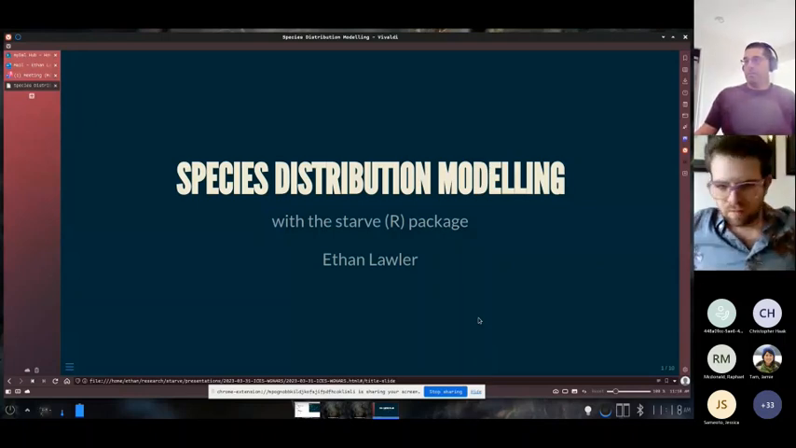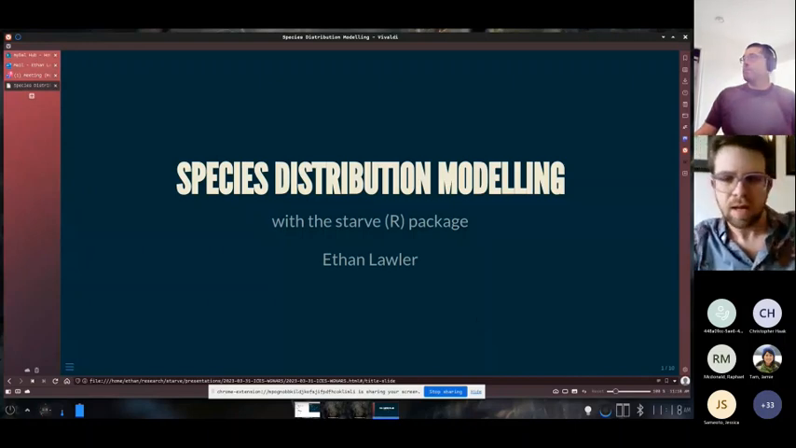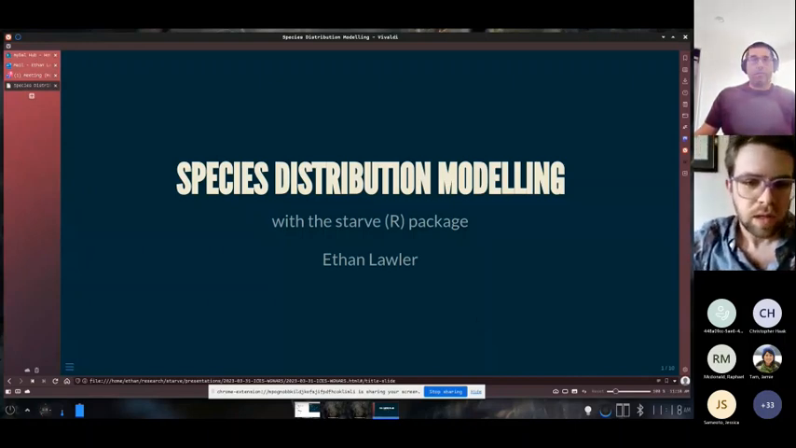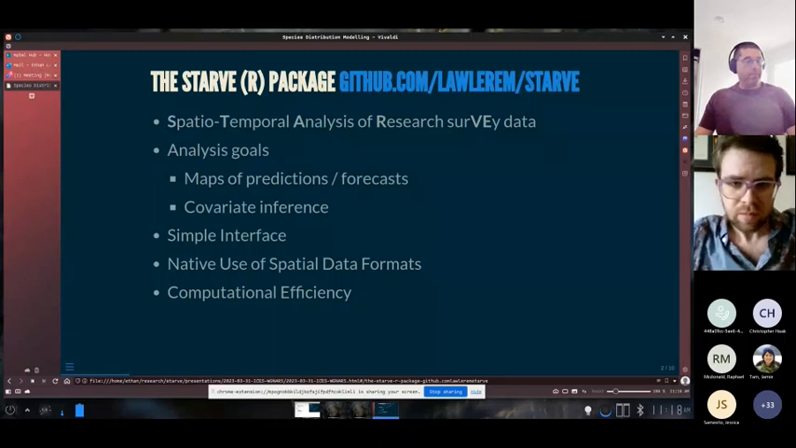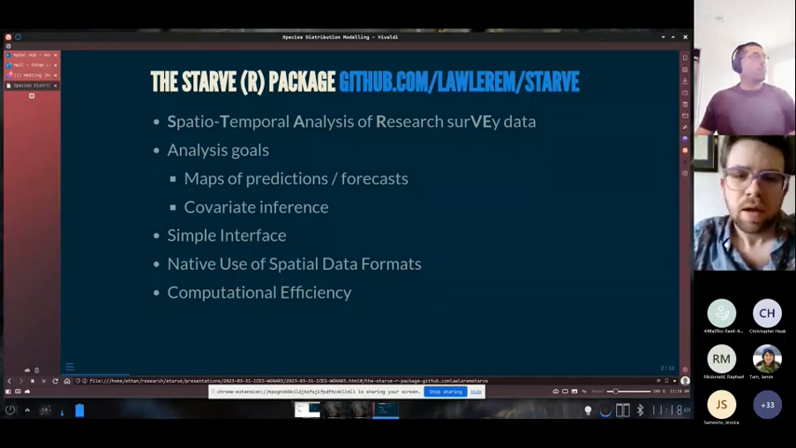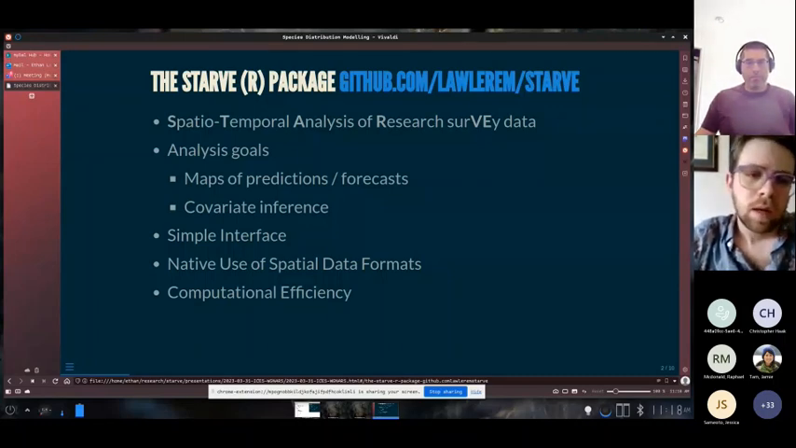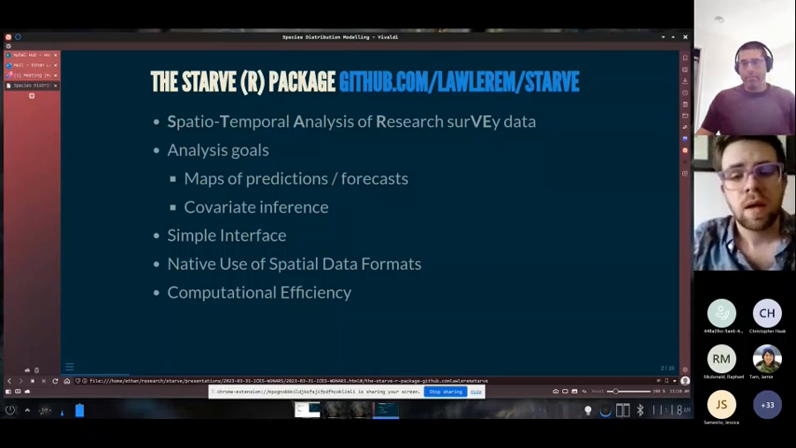So I'll be talking just basically a lightning talk on the STARV package. So species distribution modeling with this package, it's in R. You can go get it on GitHub. And the acronym STARV comes from Spatiotemporal Analysis of Research Survey Data. The analysis goals for using this package are if you want to create maps of predictions or forecasts, like Dave was just talking about, and performing covariate inference.